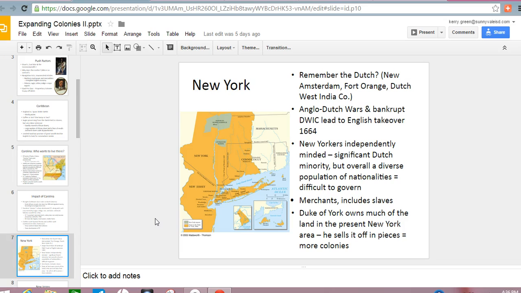One of the reasons they have navigation acts is because the Dutch were so heavily involved in trade, and the English wanted to keep the Dutch from benefiting from North American trade. And so the Dutch had come in, they had created New Amsterdam, which is what becomes New York, Fort Orange, all that kind of stuff. Dutch West India Company was the joint stock company meant to develop this region. So by 1664, the English take over what is now New York, and dominate the region.